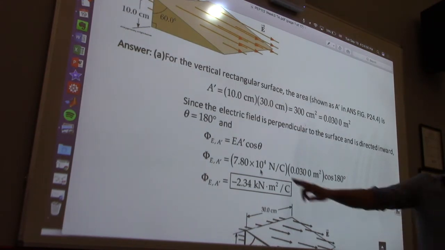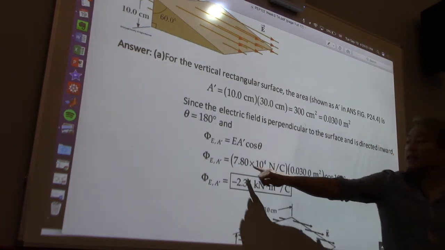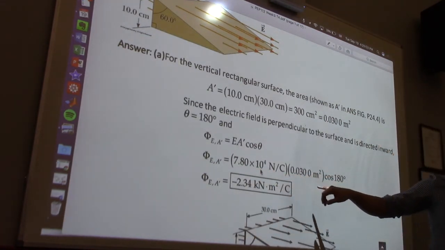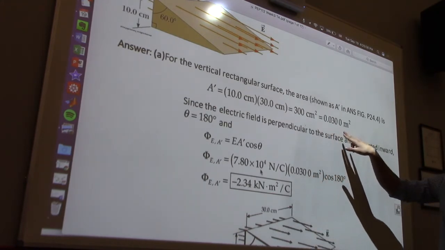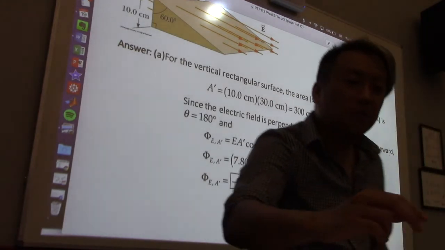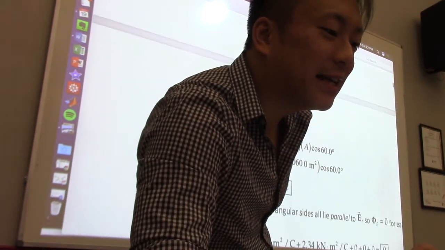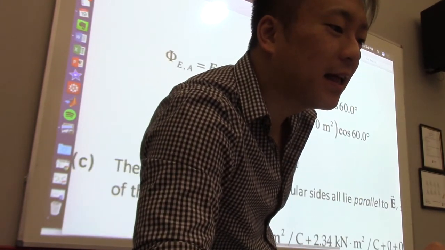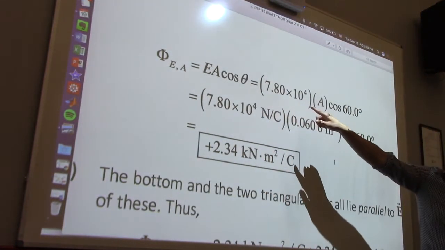We have E times A times the cos of theta. And E, they gave us. The area would be, where was it? 600 centimeters. 600? Did I calculate that wrong? No, oh no, sorry, this is the wrong one. It's the next one. This one, there it is. Right? Okay. E times A times cos theta.